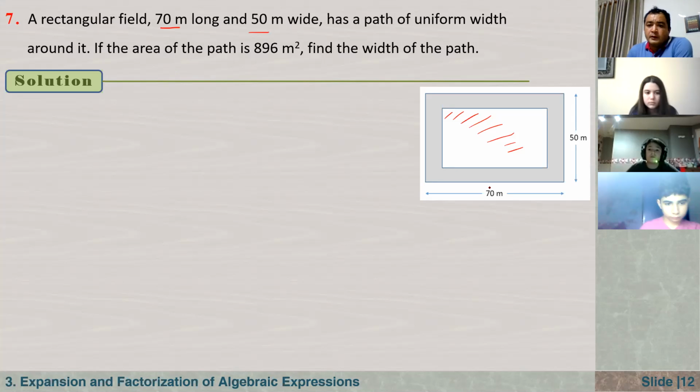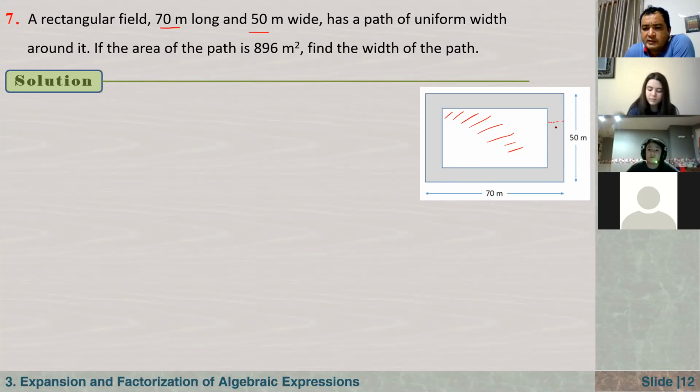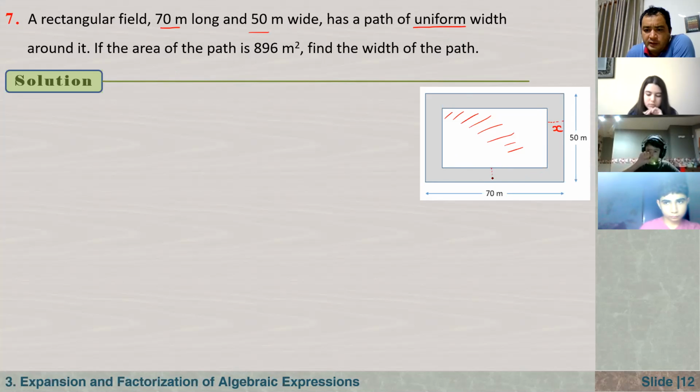Okay. So here we need to find the width of the path. Let's say this width is equal to x. It says uniform, right? It means that everywhere it is the same. Here it is x, also here it is x. So the area of the path is 896.